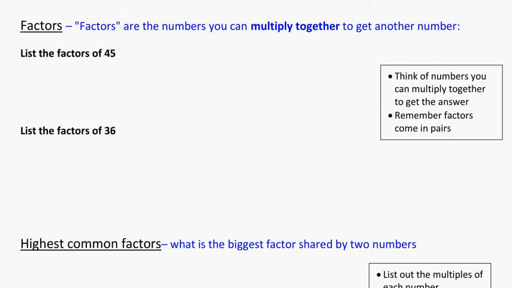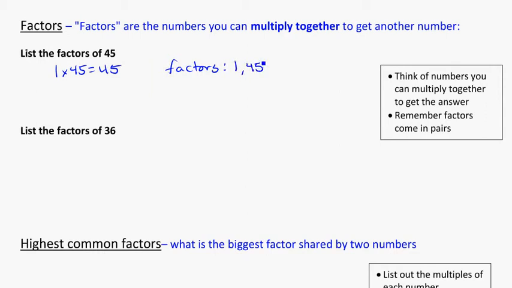Talking about factors. So factors are numbers that you can multiply together to get another number. So looking at an example like list the factors of 45, what are two numbers I could times together to get 45? Well, I could do 1 times 45. That would get me 45. So factors are going to be 1 and 45.